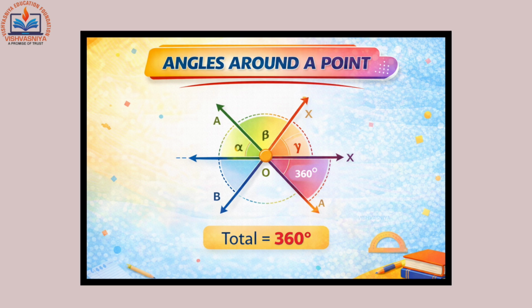When several angles meet at a point, the total of all the angles at that point is always 360 degrees. This represents a full circle.